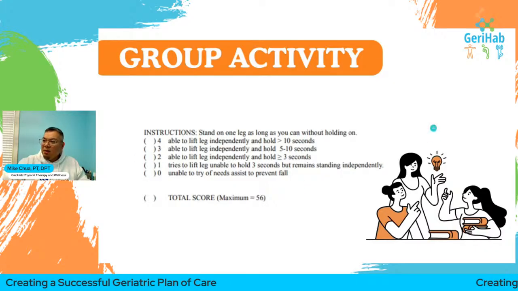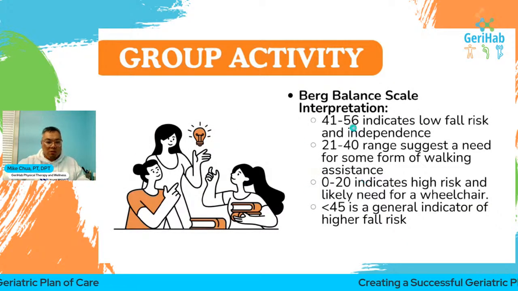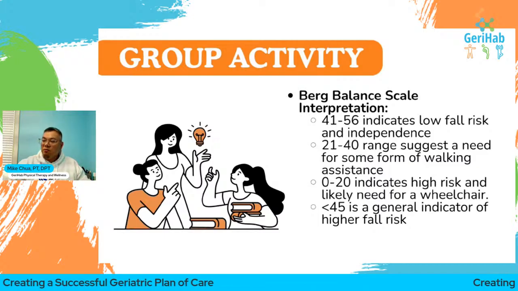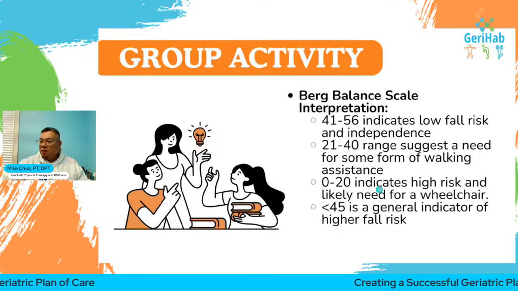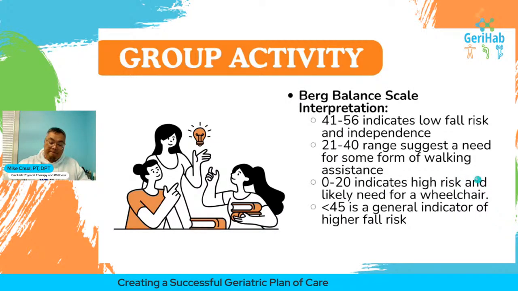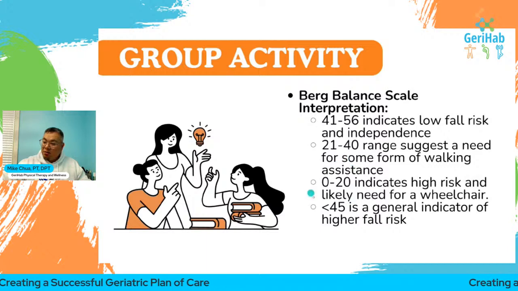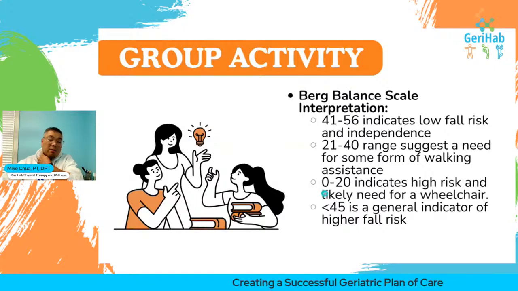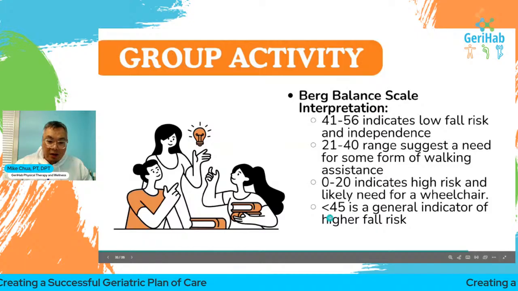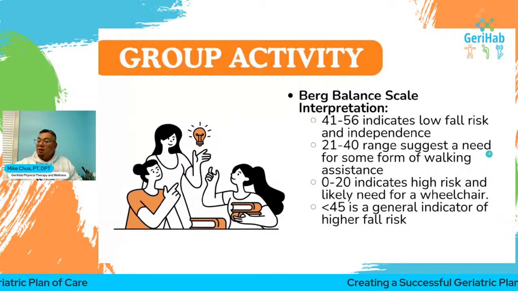So this is the interpretation: 41 to 56, you just total them up, low risk for fall, right? 21 to 40, they need some form of walking assistance. 0 to 20, obviously, very high risk, and they likely need a wheelchair. And then most of our patients fall over here, right? So it's very important that you do a quick test, like a Berg balance or Tinetti on it. In general, less than 45 is a high risk for falls. All right. And how many patients do we see that can't do those tests, right?